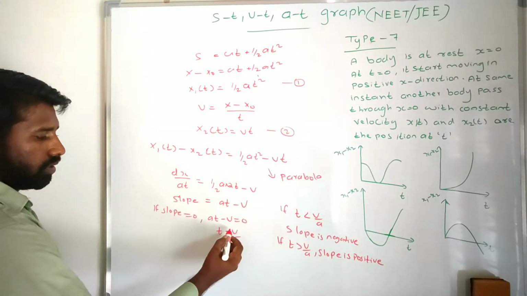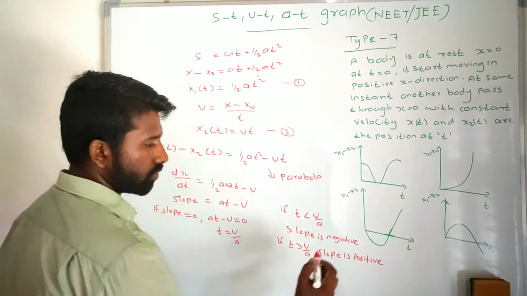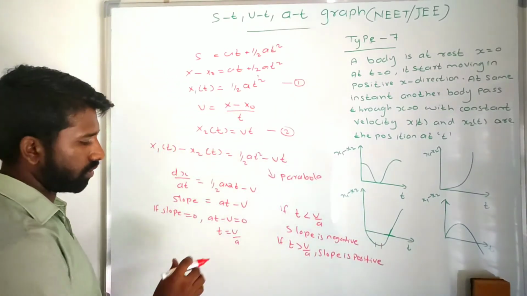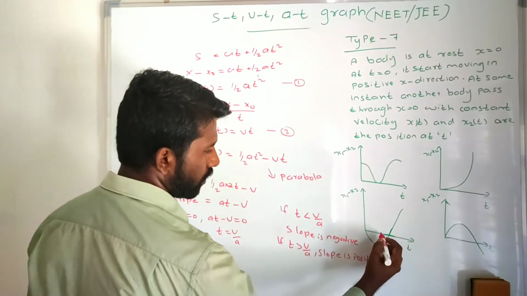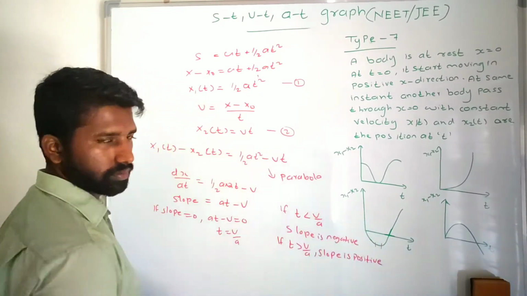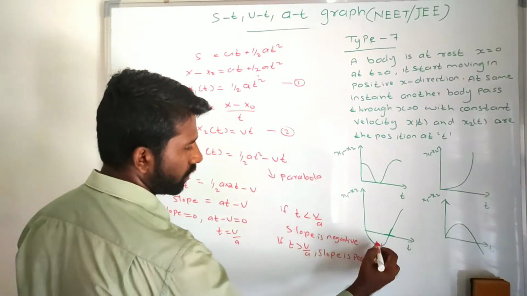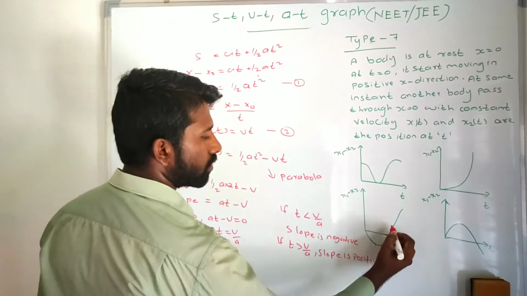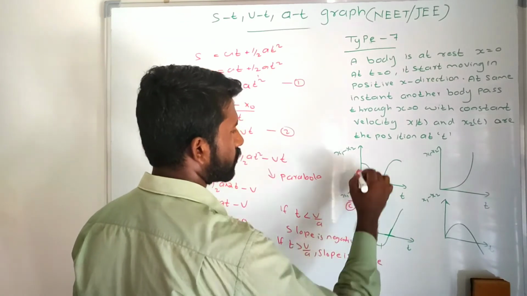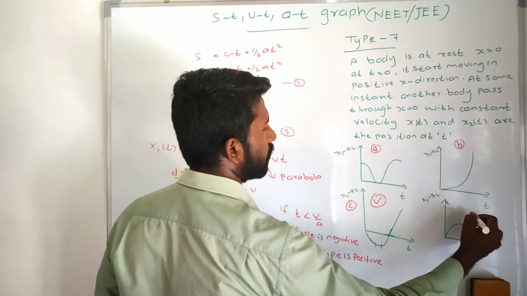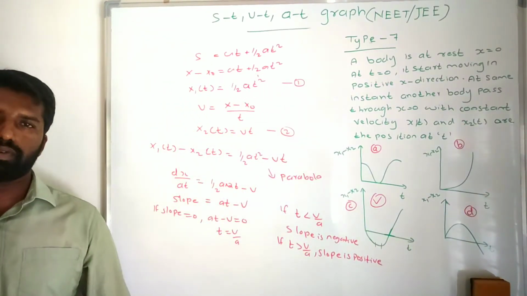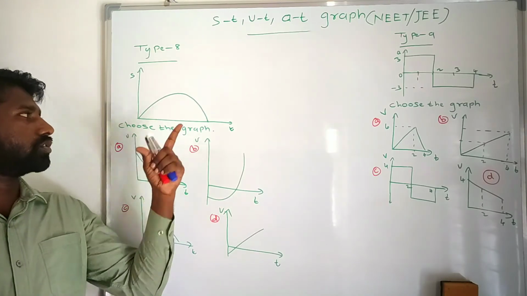So in this graph, the slope is 0 here in this region. Okay, and when the time is decreased below that, the slope decreases. Then if the time is greater than that, the slope increases. So this is the best graph. Okay, C is the option. This is A, B. So C is the answer for that. Clear? This is about type 7. Now we will see type 8.